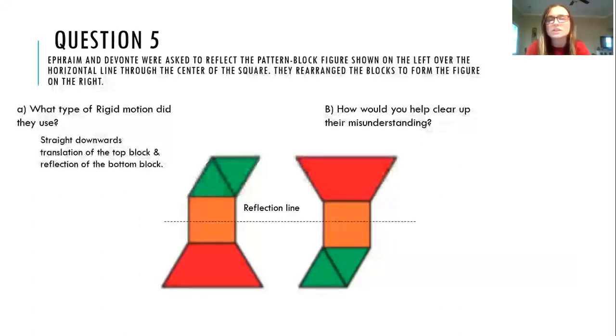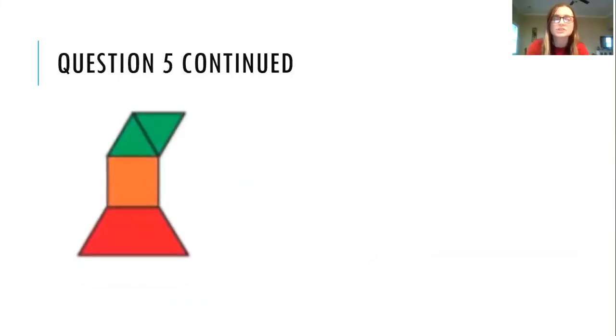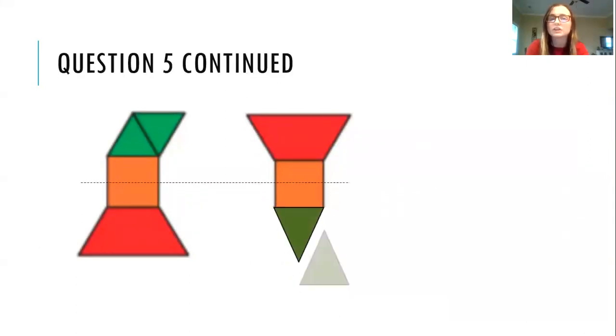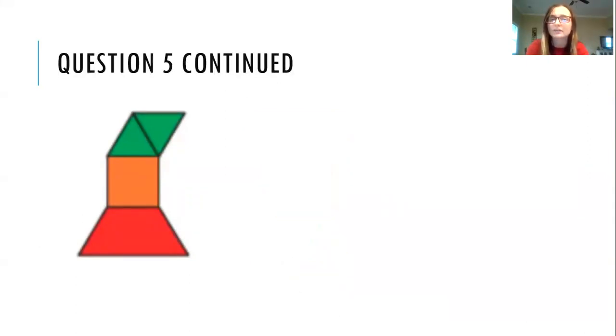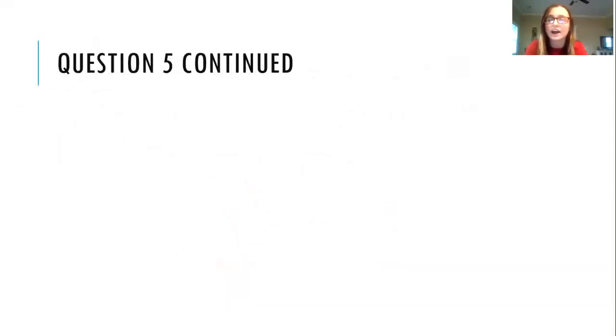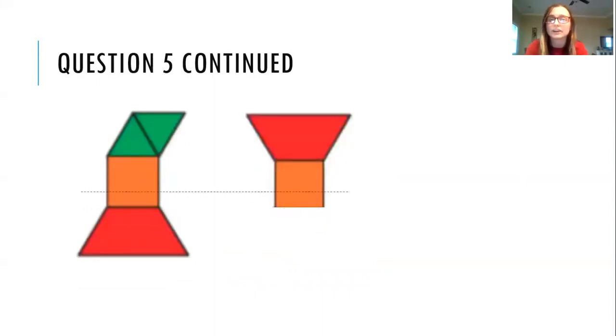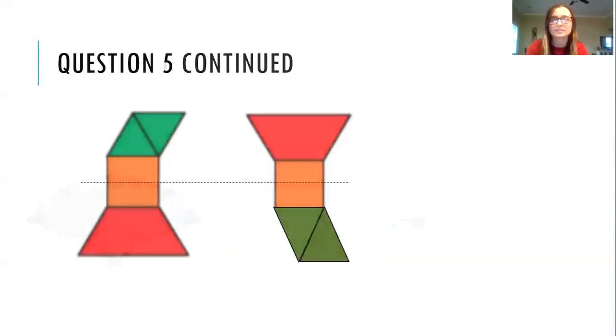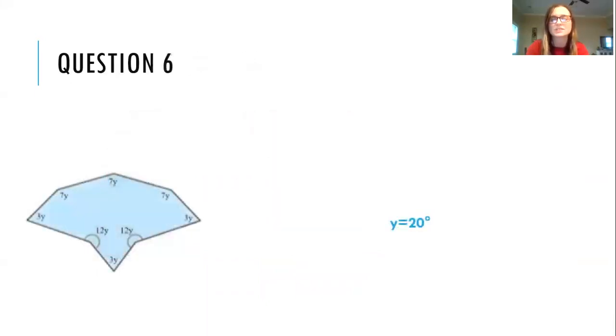So as you can see, something doesn't really look right here. So what is it? So here's our shape. And this is what our shape should look like compared to how it looked right here. So as you can see, they did not reflect the triangles over the horizontal line, and it should have been inverted like this. Oops. Now let's go to question 6.